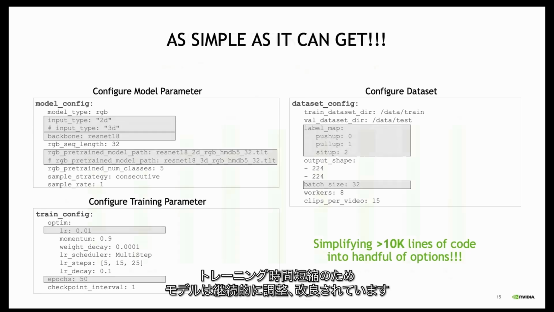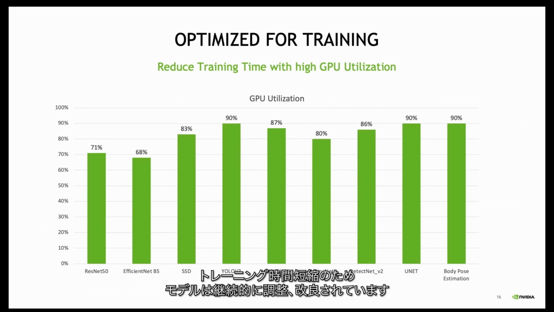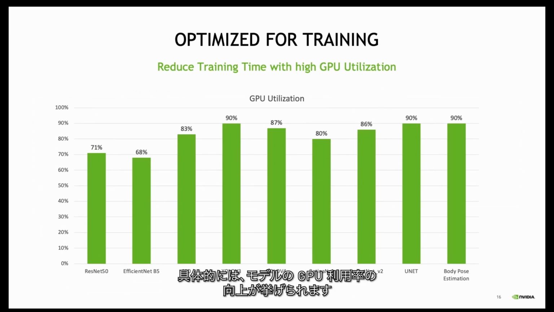We're constantly tweaking and improving our models to reduce training time. One way is by making sure that our models are able to fully utilize the entire GPU. Reducing training time will reduce your overall training cost. There are a few factors that affect your overall utilization.